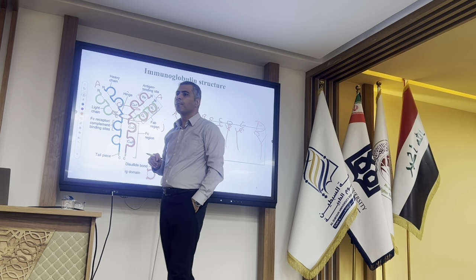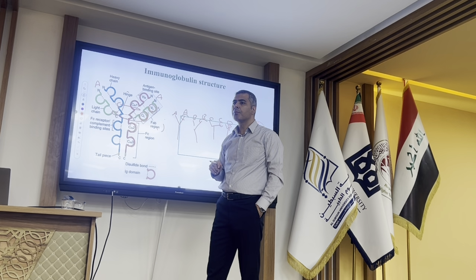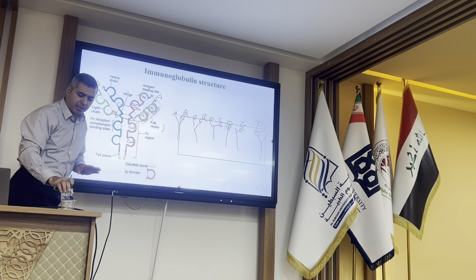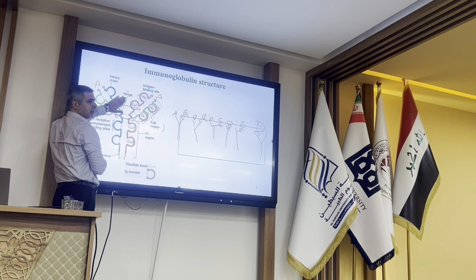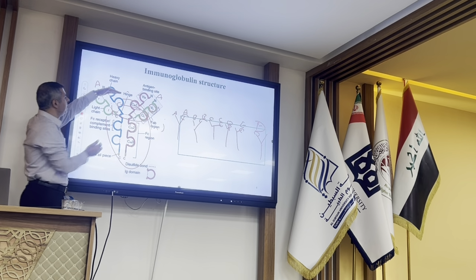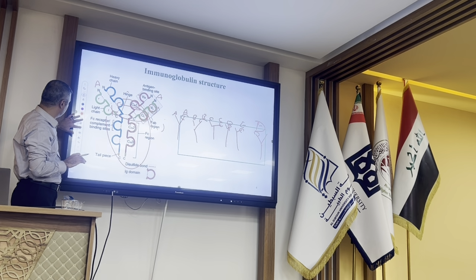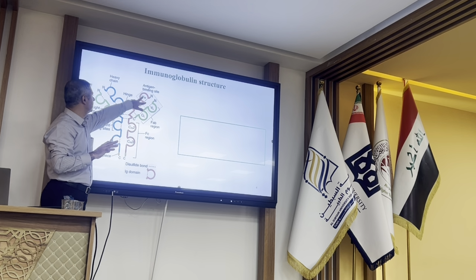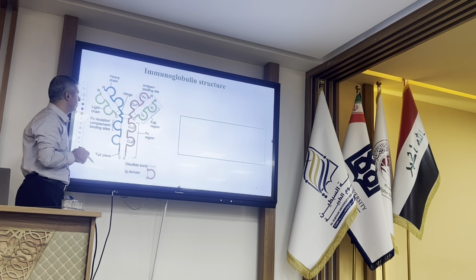The variable domain can bind to antigen regardless of its shape. Why do we need the constant one? I'll tell you. It's a very good question. When we have these domains that can bind to antigen, what is the function of the rest of the antibody? Why do we need the rest of the antibody? I'll tell you in the next part, after completing my explanation. So we have 2 antigen binding sites that both bind to one type of epitope.